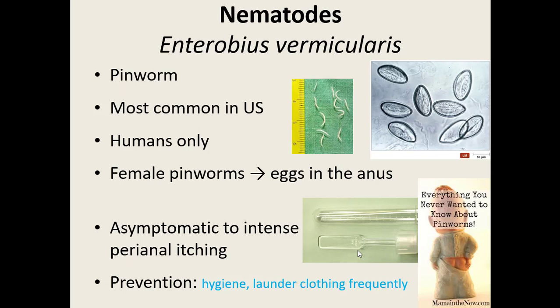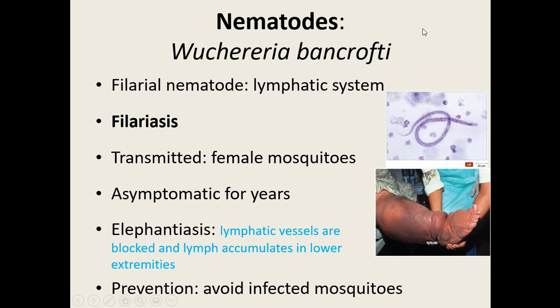Now, one of our last nematodes here is Wuchereria bancrofti. It's a filarial nematode spread by mosquitoes, and it's one of about 8 nematodes that are spread by mosquitoes. This particular one affects the lymphatic system. It causes a condition called filariasis.